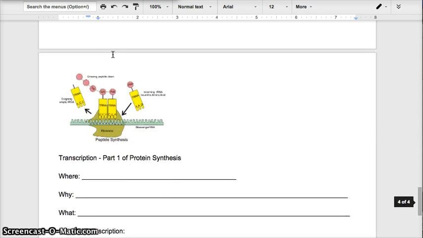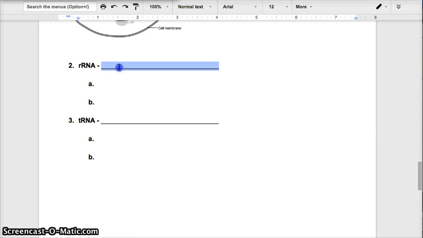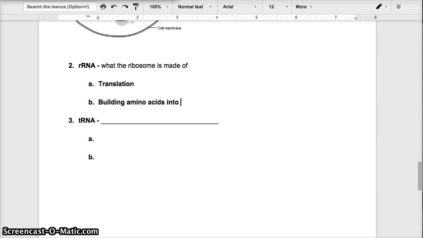The other two, the rRNA isn't as important. rRNA is just what the ribosome is made of. This only happens in translation because the ribosome is only involved in that one, and it's just involved in building amino acids into proteins.